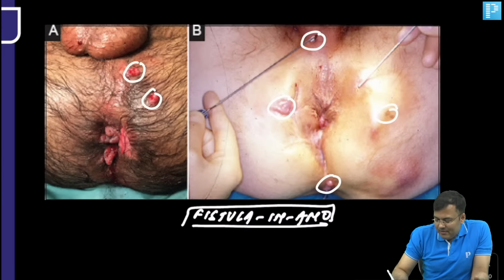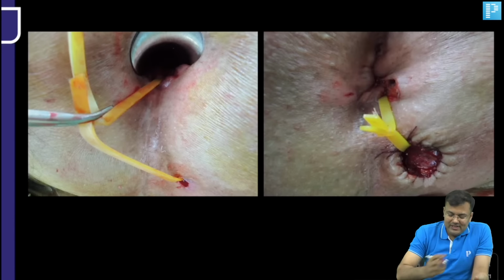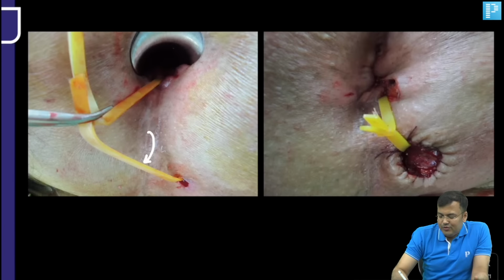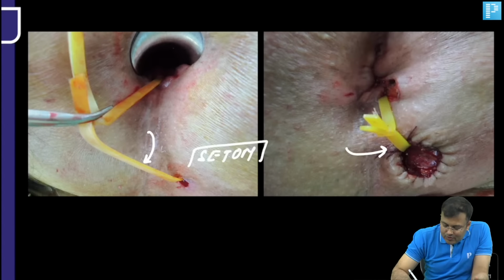is this one. Tell me what's the name of this condition? You can see a nylon tape used here. Sometimes we are using a suture, a thread. What is the name? This is seton. Seton. So, this is a seton used here.